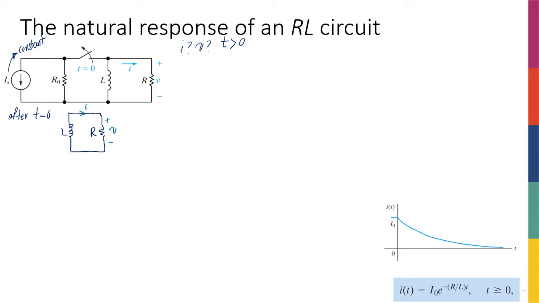Since I is moving clockwise, I'm going to define the voltage of the inductor as VL with this kind of polarity. Remember, the current is always flowing in the direction of potential decrease, or potential drop. Now, let's analyze the circuit.